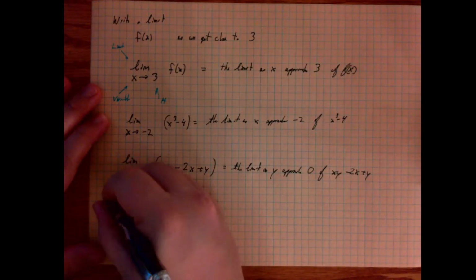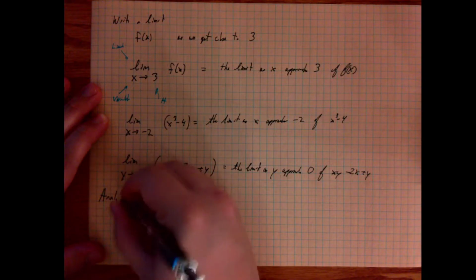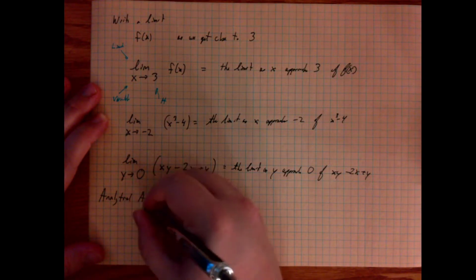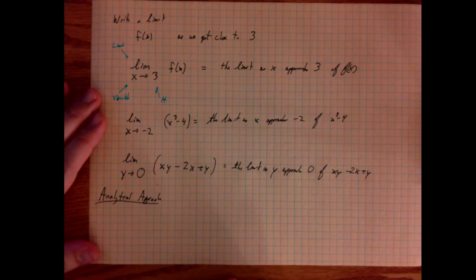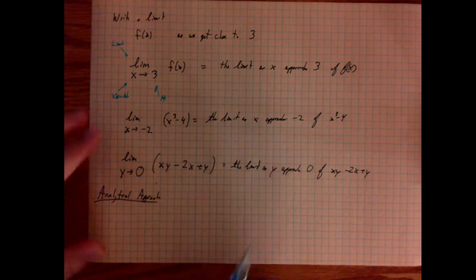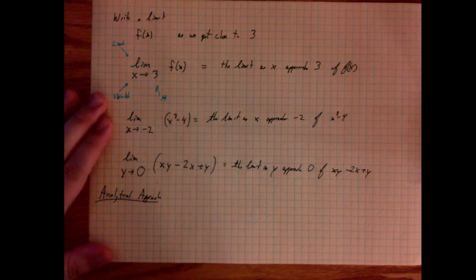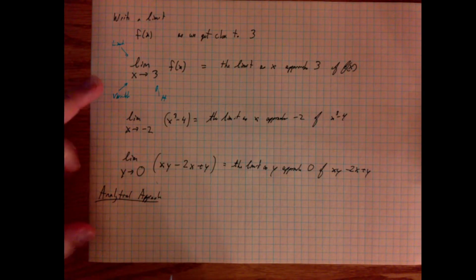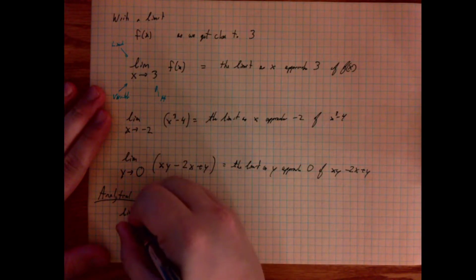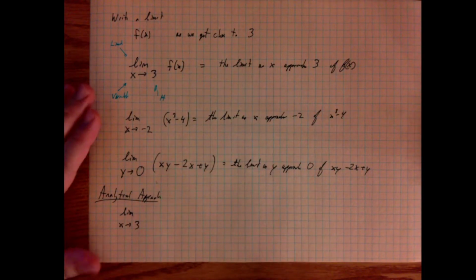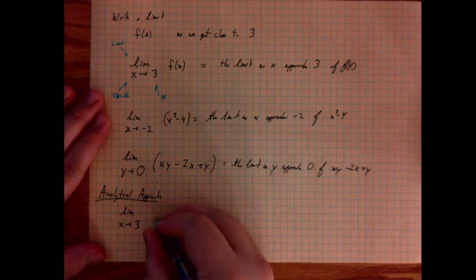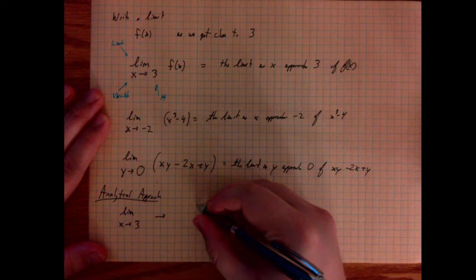So for today, we're going to focus on what's called the analytical approach. What this means is we're going to use numbers that get us close to whatever number we have in question. So let's look at these three limits and talk about how to do an analytical approach to them. If I want to do the limit as x approaches 3, how we can do that limit, you saw last time, is by doing a table.